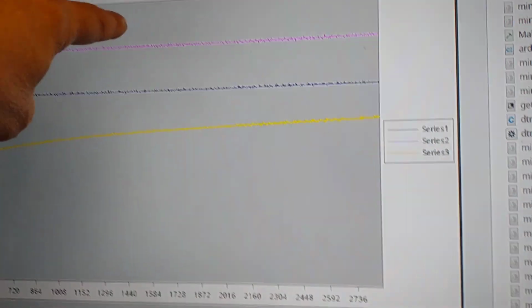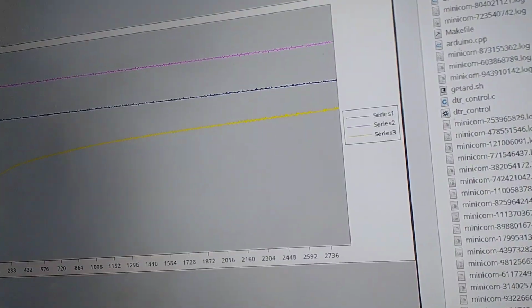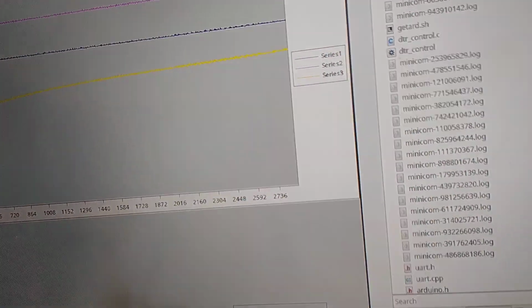This one here is the middle one, isn't it? Series 2, the middle cell, and it's obviously high, which is what we're seeing on the meter as well. And this one is the lowest, which is the third one, which is also what we're seeing on the meter. These lines are not bad, they're not all over the place. They are showing the difference between the voltages. It's just that the calibration's wrong.